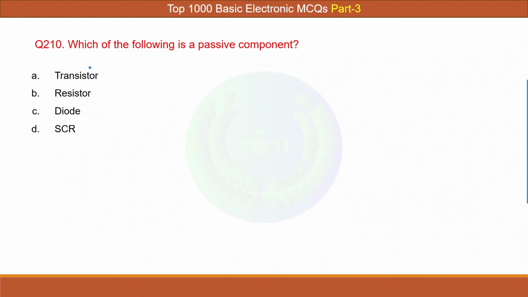Next question, question number 210. Which of the following is a passive component? Option A, transistor, option B, resistor, option C, diode, option D, SCR. The answer is option B, resistor.